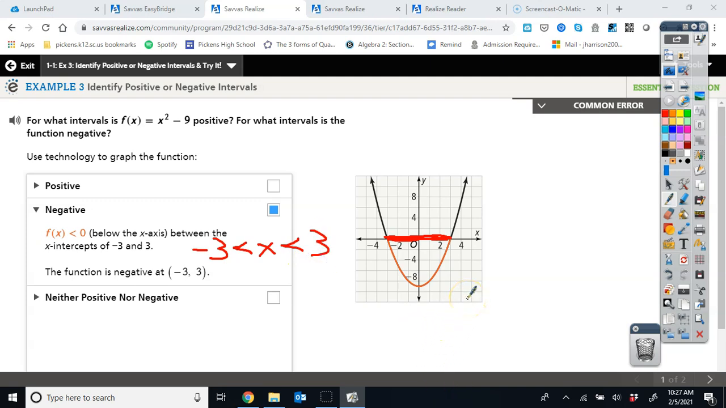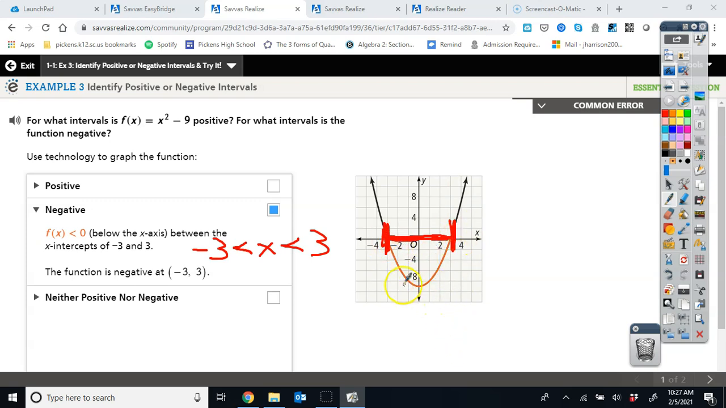Notice again, I mentioned this earlier, but notice again that we're using the domain to describe where the graph is negative. So basically we're saying from here over to here, the graph is down here.